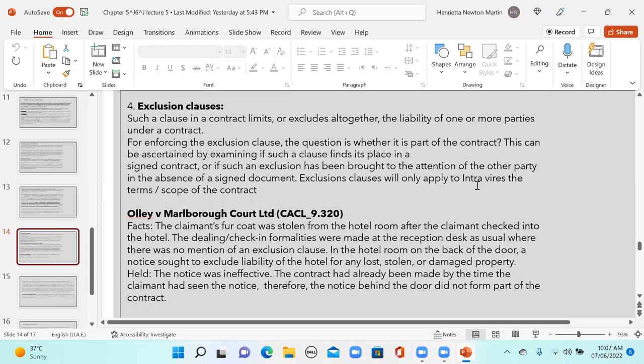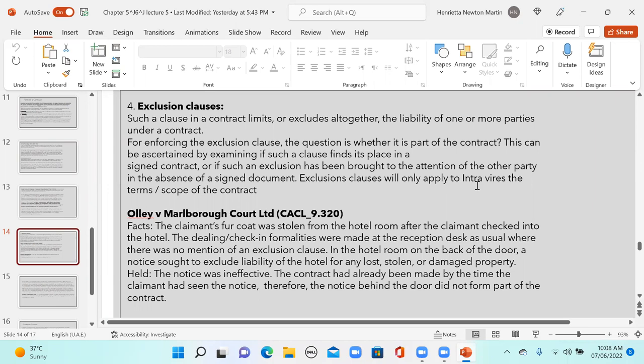Here, the claimant's fur coat was stolen from the hotel. There was actually a couple. They went for a holiday. They went to a hotel and checked in. They completed the formalities there at the reception desk. But while they went to the room, the lady's fur coat went missing. So now they tried to hold the hotel liable for the loss of the fur coat.